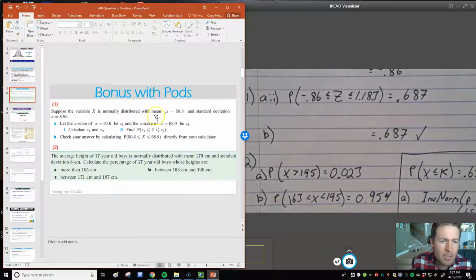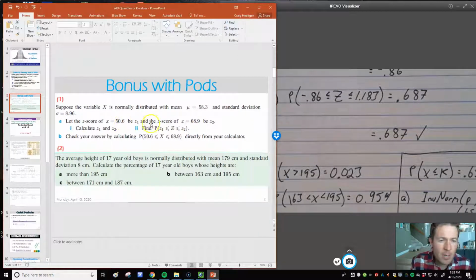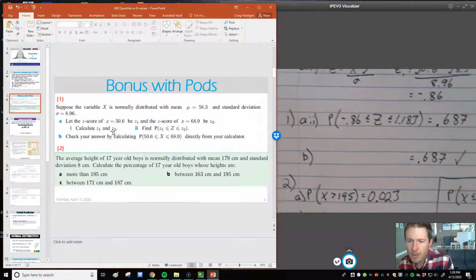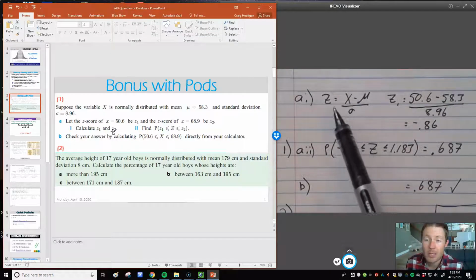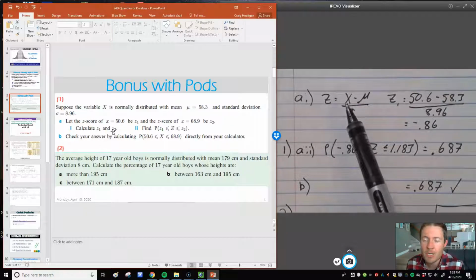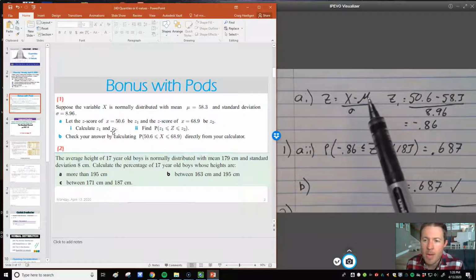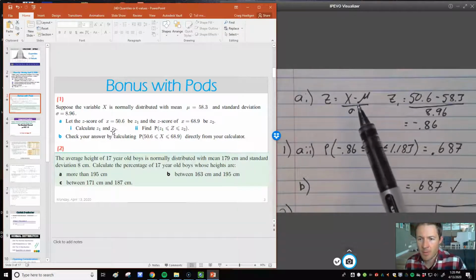So suppose our variable x is normally distributed with a mean and a standard deviation. Let the z-score of this score be z1, and let the z-score for this score be z2. First off, calculate z1 and z2. Quick reminder of what our z equation is. Remember, this tells you the number of standard deviations from the mean. So it's your score minus your mu, divided by standard deviation. Again, the number of standard deviations from the mean.